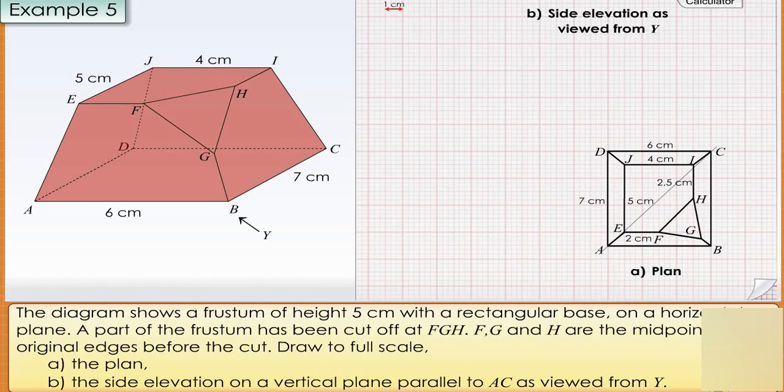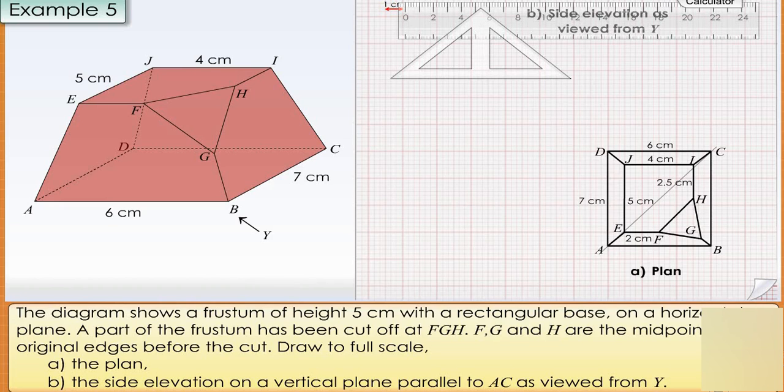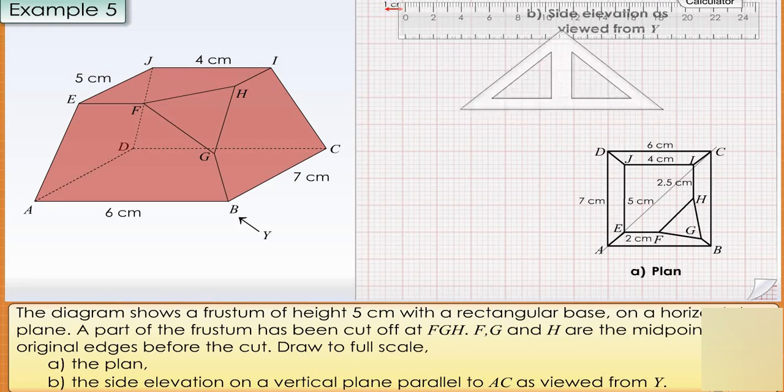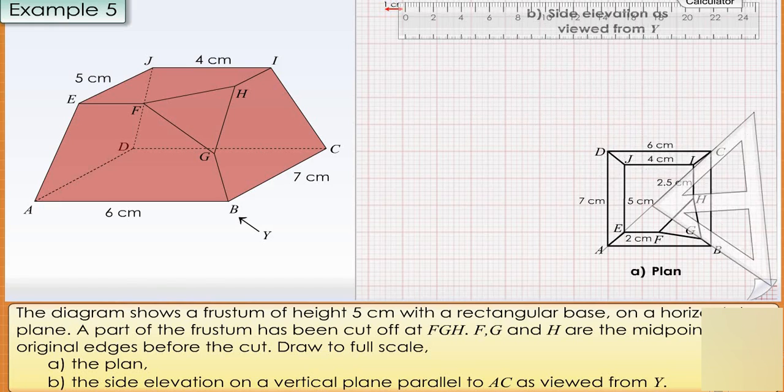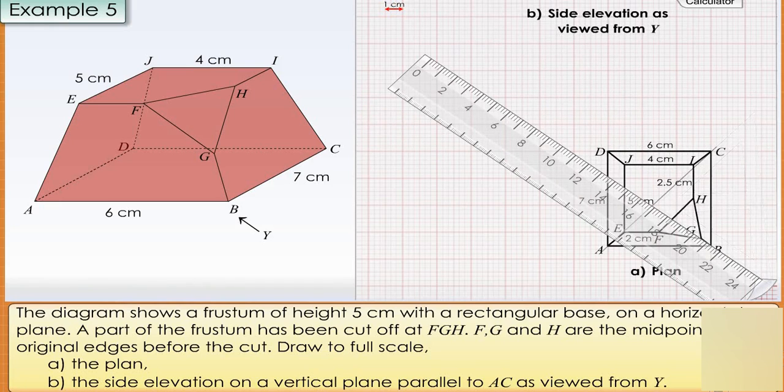So, first we need to draw projection lines from the plan perpendicular to AC. You can use your protractor or set square and a ruler to make sure that the lines are perpendicular to AC. For example, this is how we can draw a line perpendicular to AC from point B.